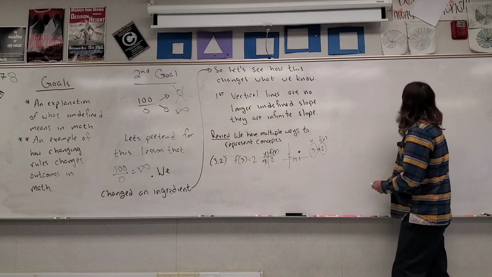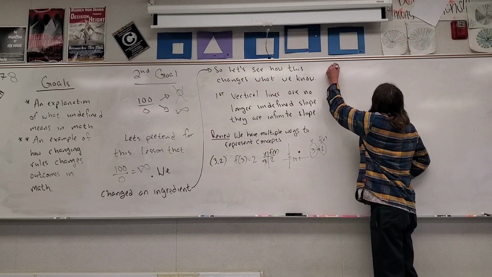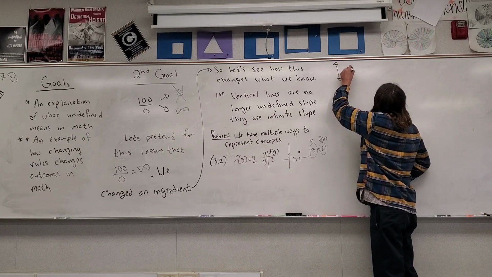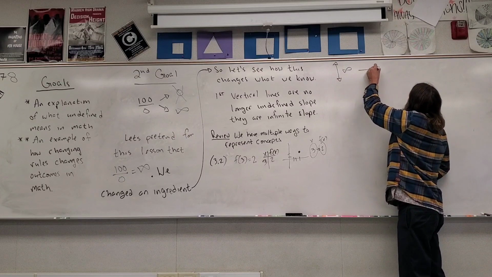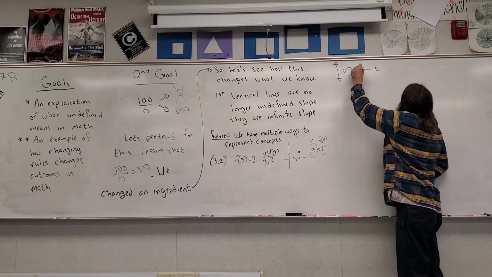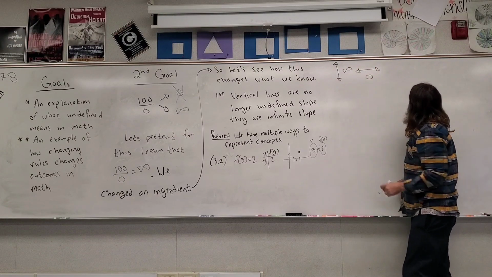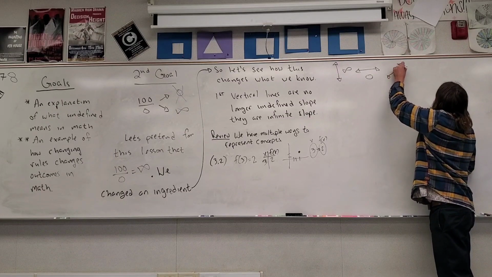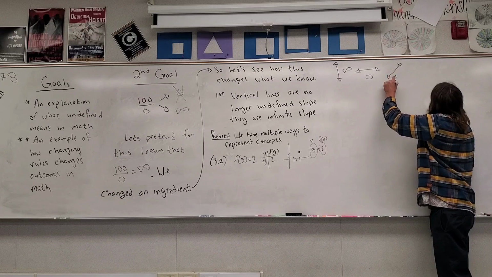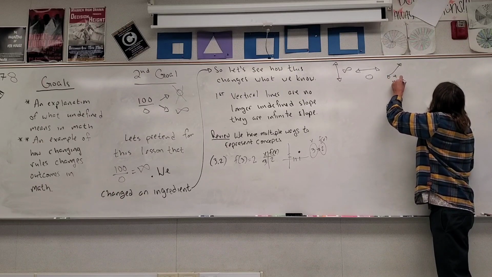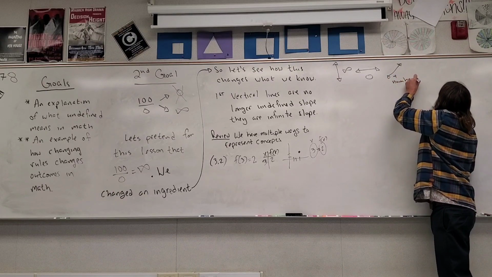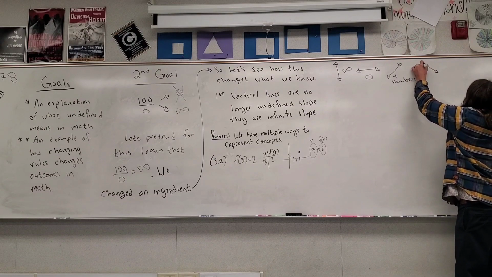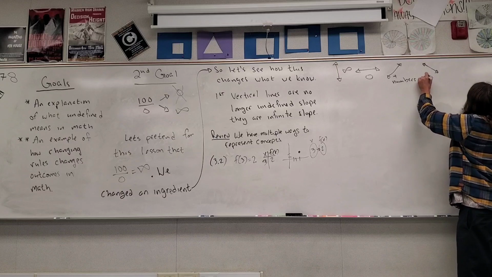So a vertical line, this represents the number infinity. A horizontal line, this represents the number 0. A line with positive slope, this represents the positive numbers. And a line with negative slope, this represents the negative numbers.